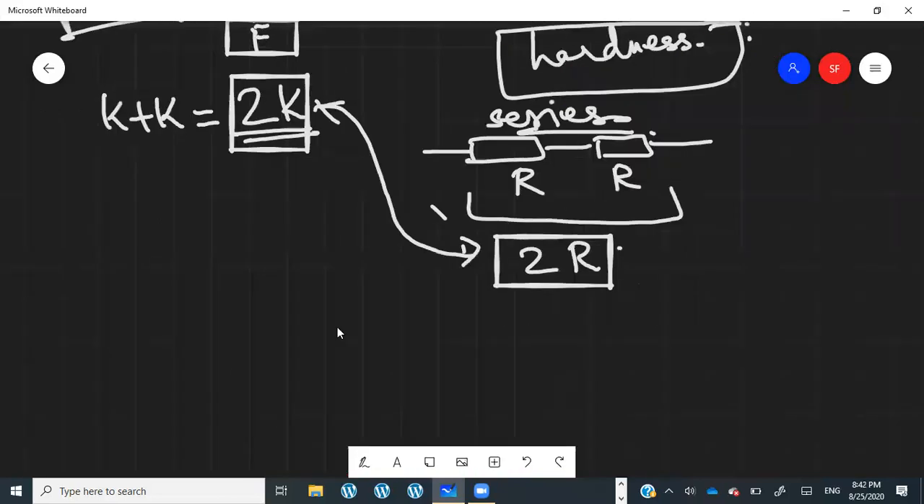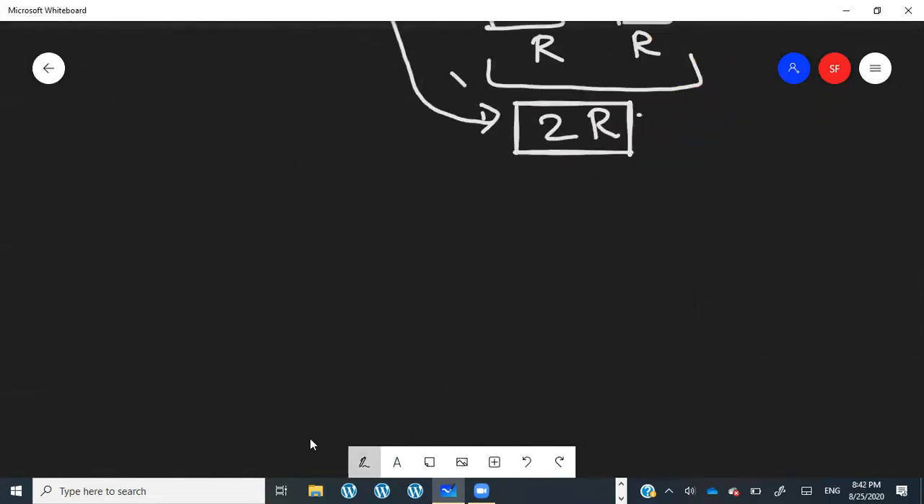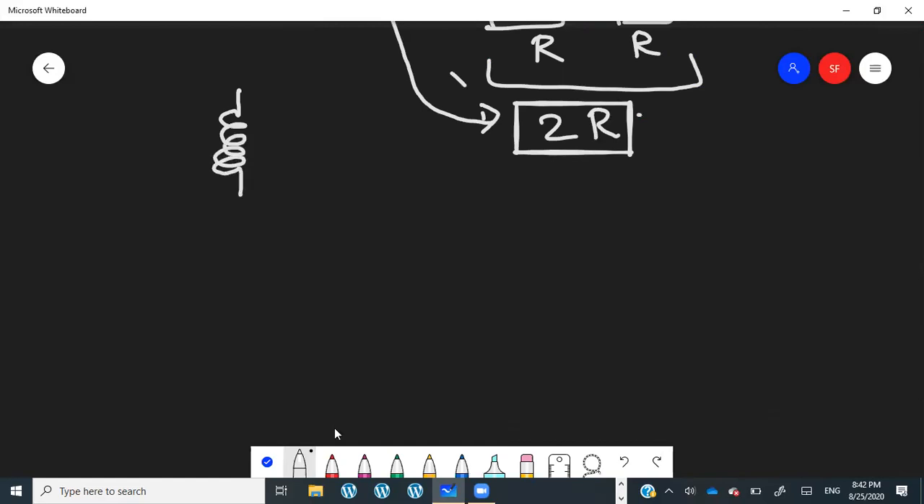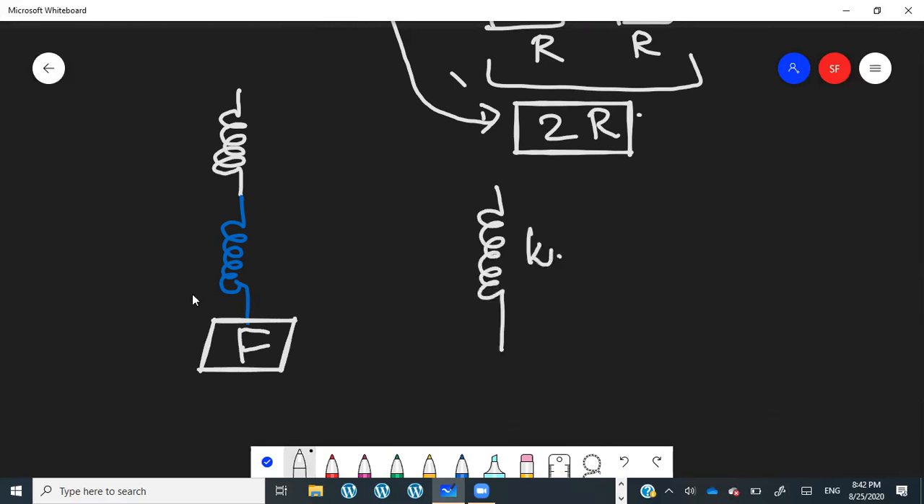And what about the springs which are attached in series? If I have one spring followed by another spring, and they are attached with a force F, and for a single spring the spring constant is K, what's going to be the total spring constant of this combination? I'm waiting for your answer. Come on.